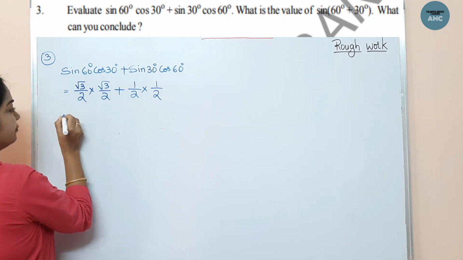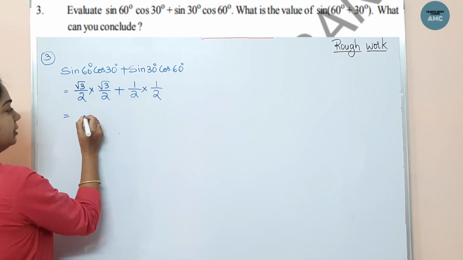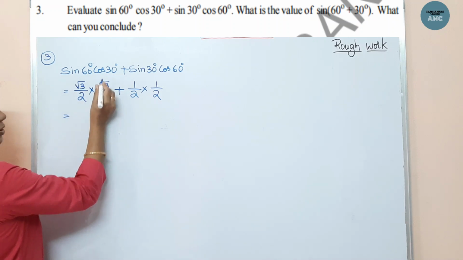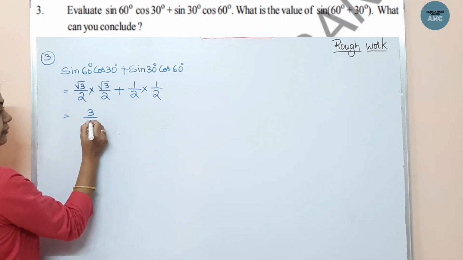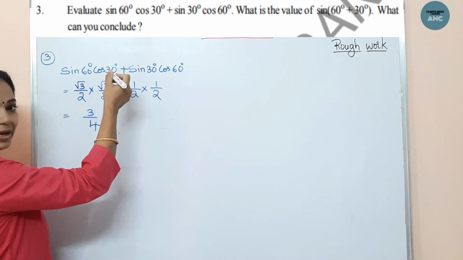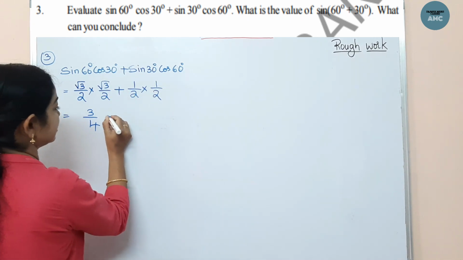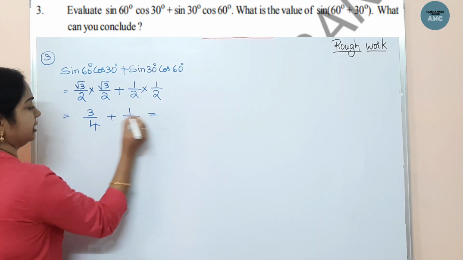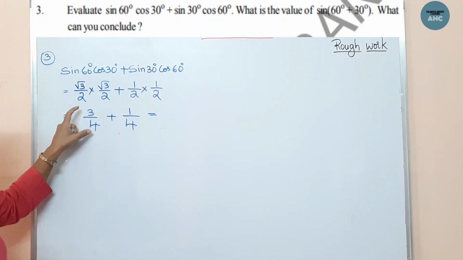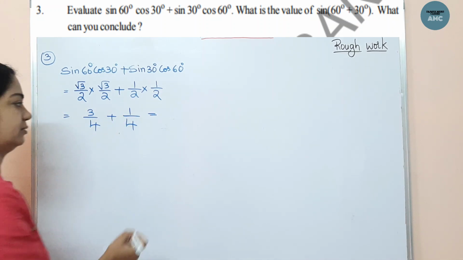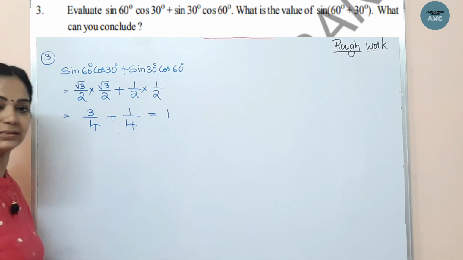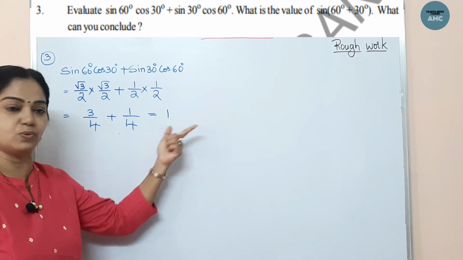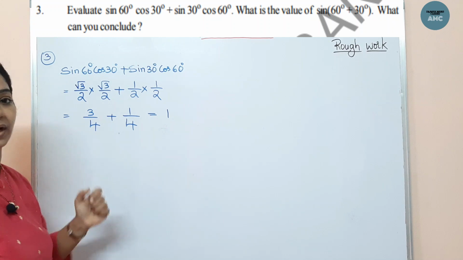So all the values have to be multiplied. Root 3 whole square comes to 3, so 3 by 4. Here root 3 whole square, square and square root get cancelled. Now 1 into 1, 1 by 4. So clearly 3 by 4 plus 1 by 4, 3/4 part plus 1/4 part, that is 1. Or else you can also take the LCM and write 4 upon 4, that comes to 1. So the value of this is 1.